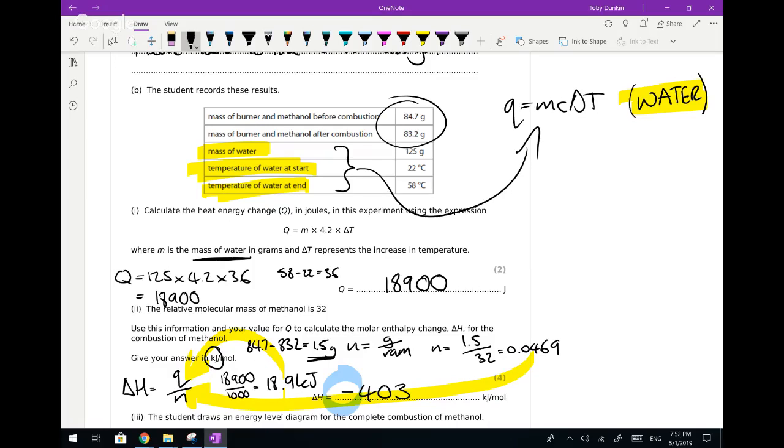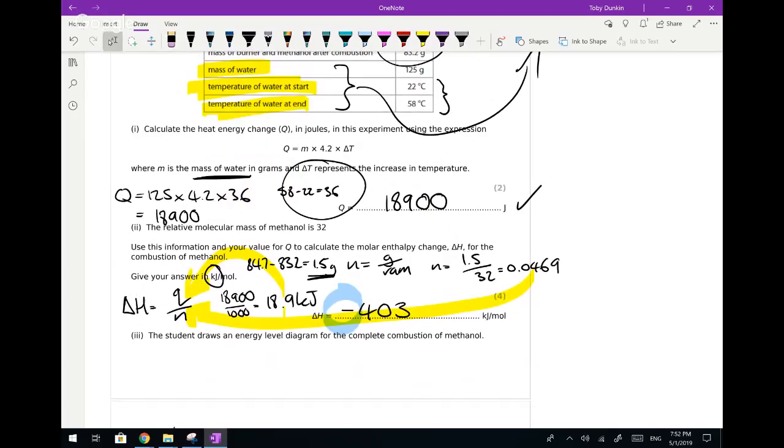Right. Q equals mc delta T. The mass of water was 125 grams. The heat capacity is 4.2. And my temperature change I am going to calculate, which I did here. 36 degrees. Run it into Q equals mc delta T, and it spits out in joules.